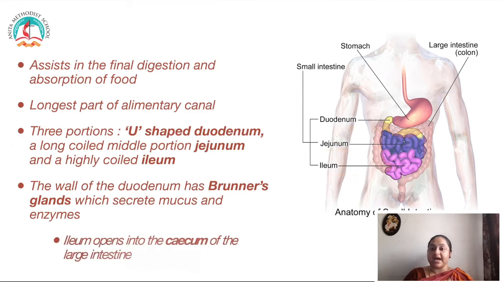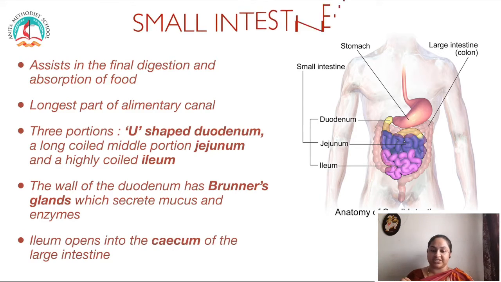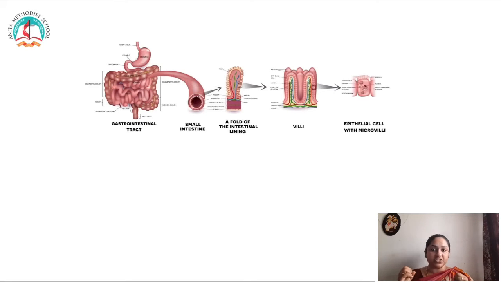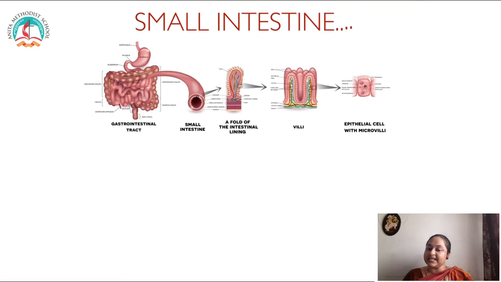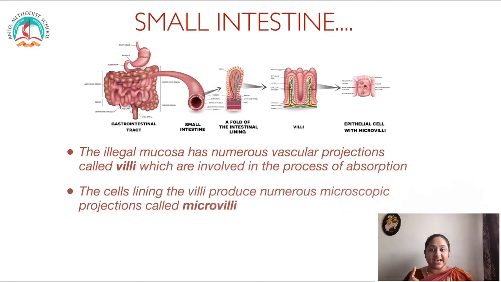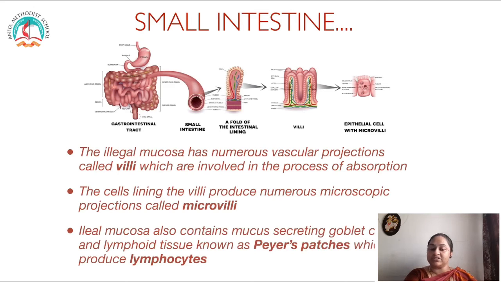The ileal mucosa has numerous vascular projections called villi, which are involved in the absorption of nutrients. The cells lining the villi produce numerous microscopic projections called microvilli. Ileal mucosa contains mucus secreting goblet cells and lymphoid tissue known as Peyer's patches. They also produce lymphocytes. Then the food next moves into the large intestine.